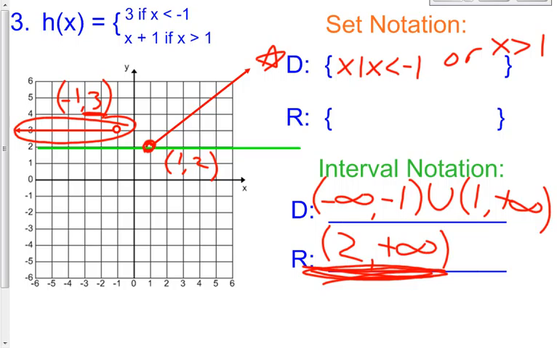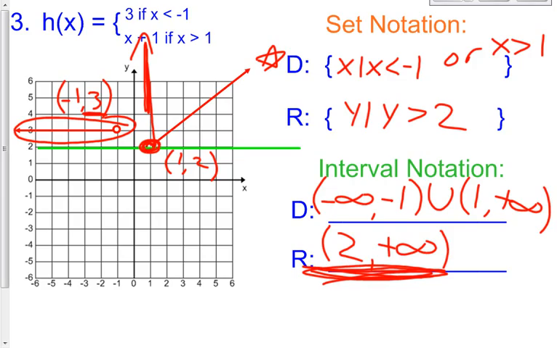So then your set notation, instead of x such that x, you say y such that. What are the values of y? They start at 2, and then they go up and up forever and ever. So it's y such that y is everything bigger or higher or greater than the y value of 2. y such that y is greater than 2.